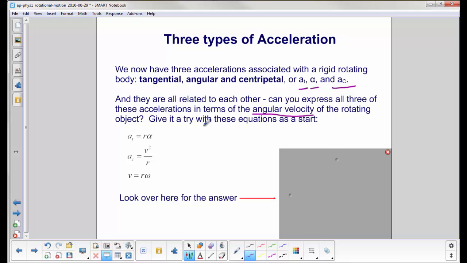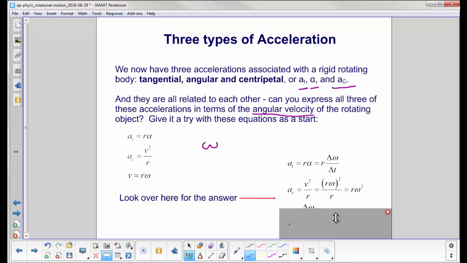Give it a try. Start with these three equations, work with them, and express each one of these variables in terms of omega, the angular velocity. So if you'd like, pause the video, work on it for a bit, and then come back, and then we'll pull down the screen. Okay, you're back. Here comes the screen.